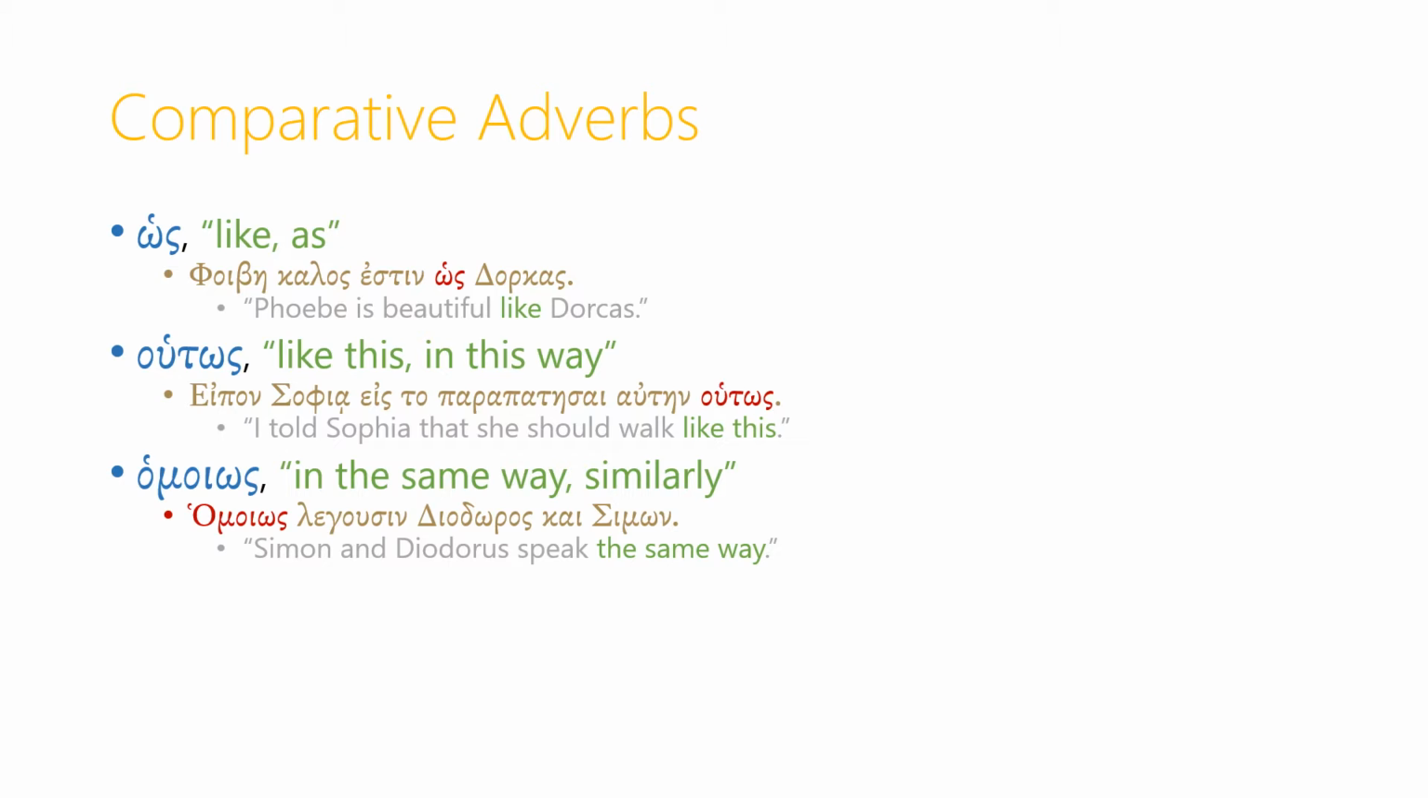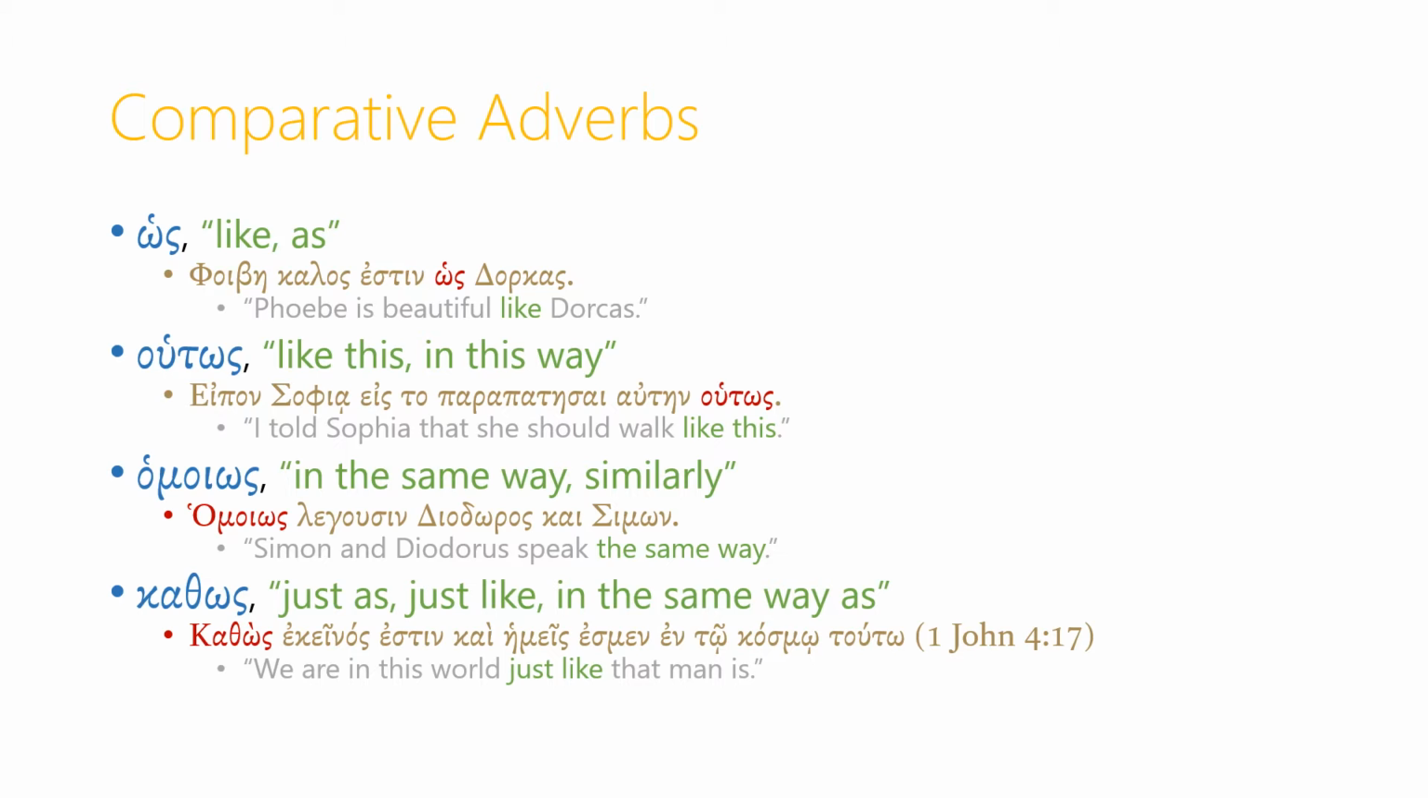Similarly, homoios is derived from homoios, which means like, similar, and os, that adverb ending. So homoios means that something is performed in the same way or happens similarly. Homoios legous Diodoros kai Simon. There we would be saying that Simon and Diodorus speak the same way or in the same way.